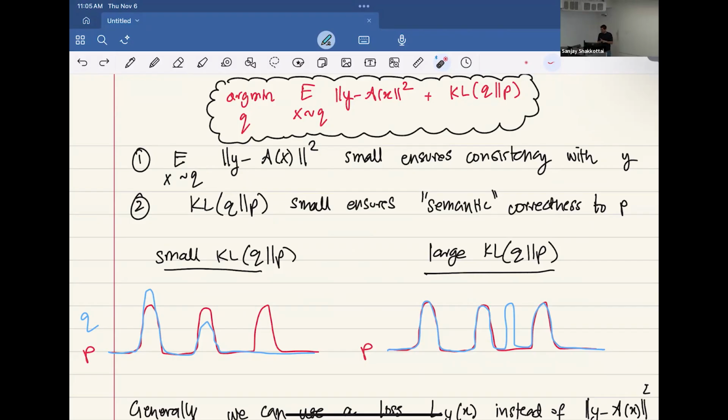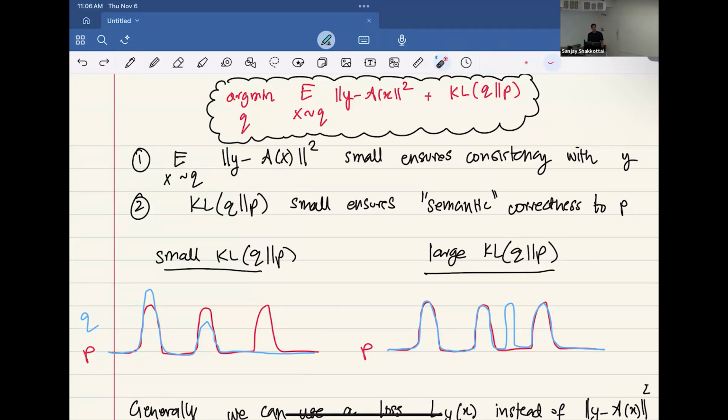semantic correctness to P. What I mean by this is, suppose P was these three modes, right? An example of a Q that works pretty well for this penalty is this one on the left here. Maybe I don't need to preserve exactly what the weights are. I can even remove some of the modes, and this doesn't have a huge KL distance to P.